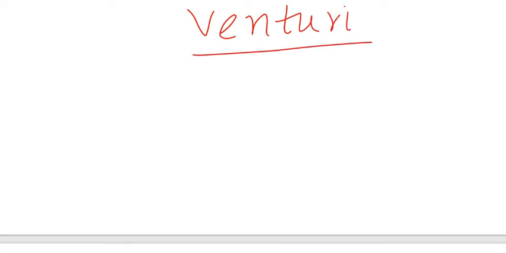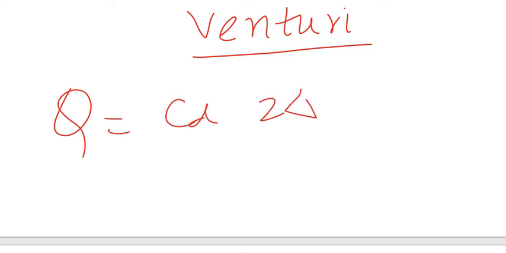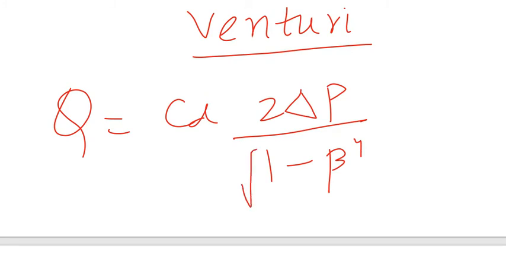Okay, let's come to the flow meters, Venturi meter and orifice meter. Venturi meter, what you did, you calculated the flow rate using this equation, right? Q is CD times A2 times the square root of 2 delta P over rho, divided by 1 minus beta to the power 4. Beta is d2 over d1, right? Small diameter to big diameter.